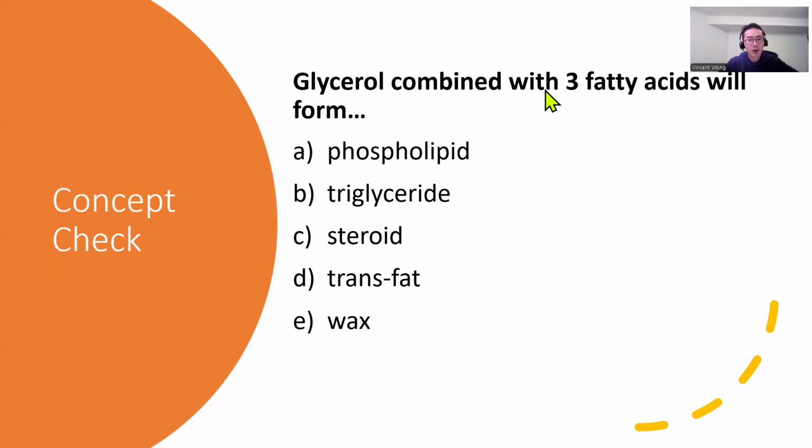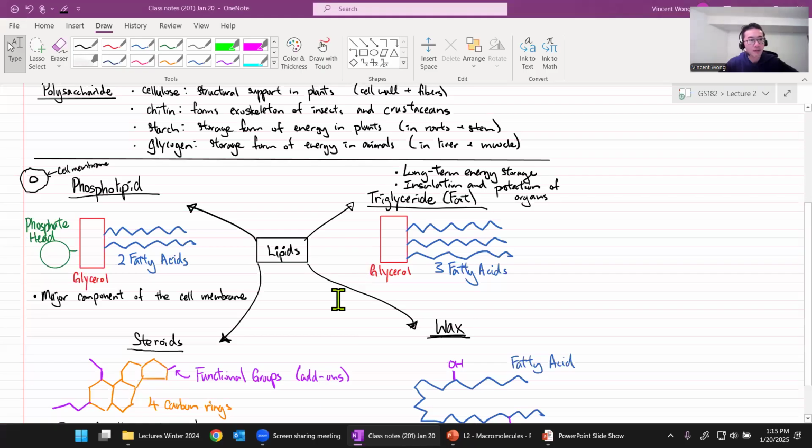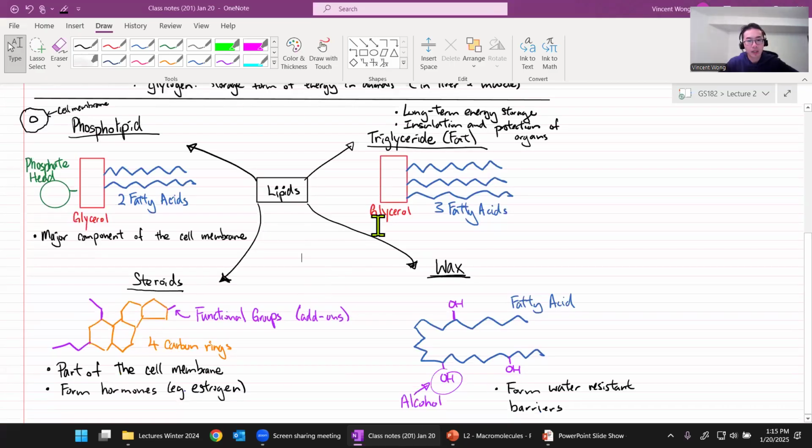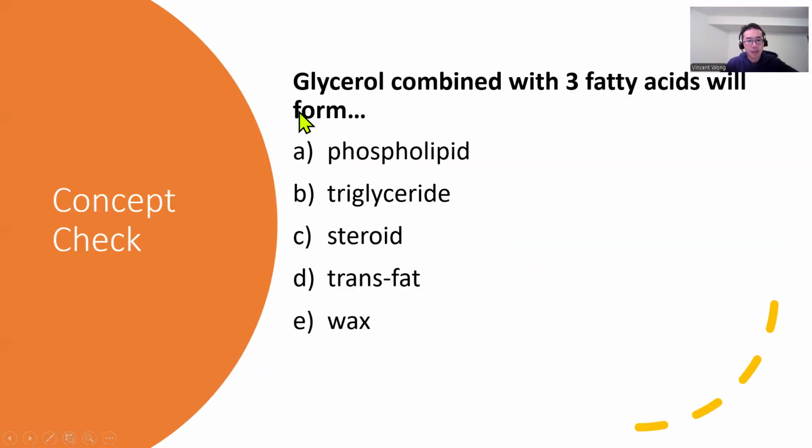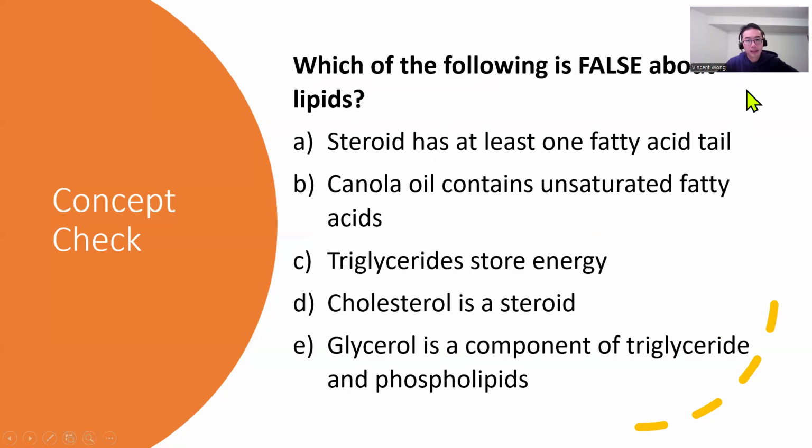Okay, this says glycerol with three fatty acids. All you have to do is look at the summary note here. You can see the glycerol and the three fatty acids, and the answer would be triglyceride. Okay, triglyceride. Next one. We're looking for the false statement. Okay, give this a try. I'll be right back.